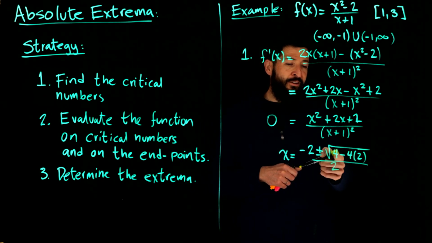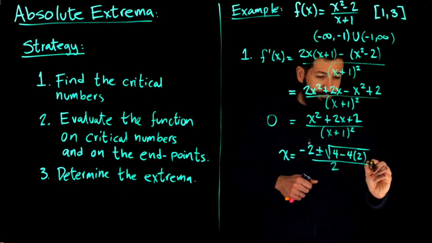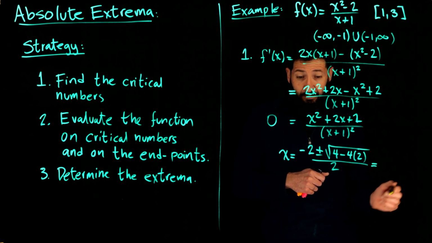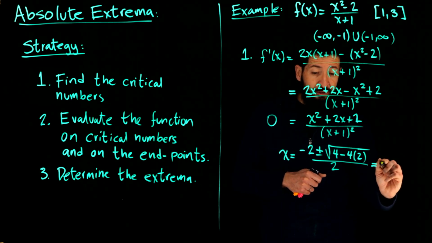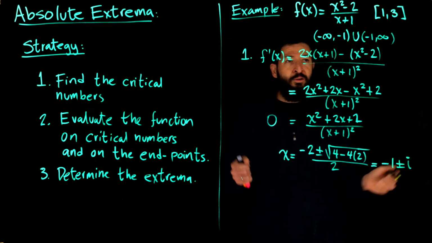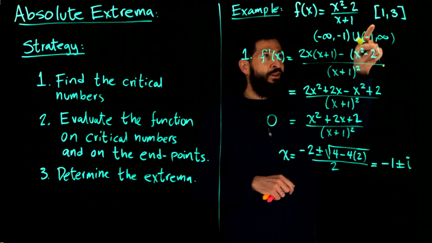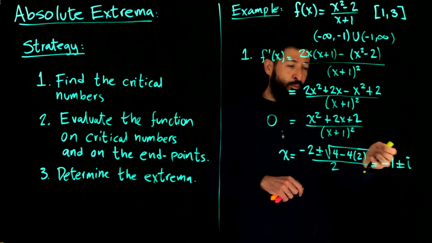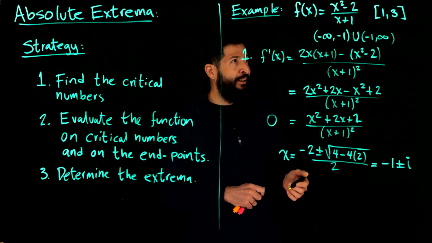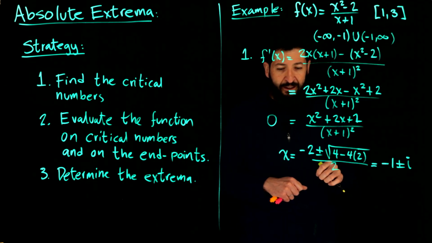Now you notice here you get 4 minus 8, which is -4 inside of the radical, and that's a problem because then we get complex solutions, which is going to be -1 plus or minus i. Your solution, once you compute it, doesn't matter. What matters is there are no critical numbers in my interval because they're complex numbers, so we don't care about them. We don't consider them for our analysis because we're only considering the function on the real line.